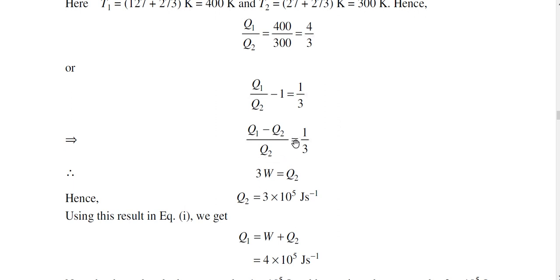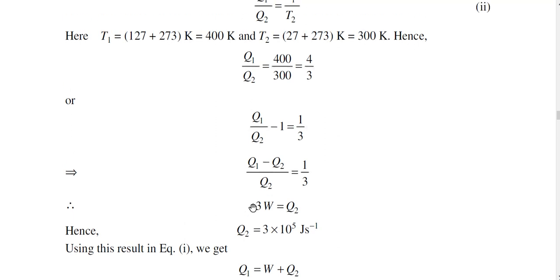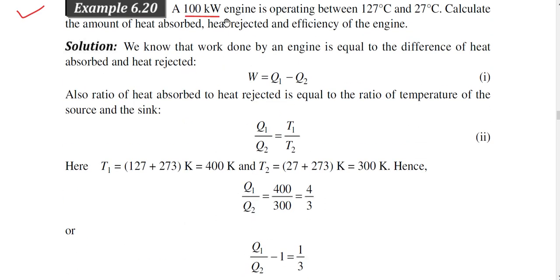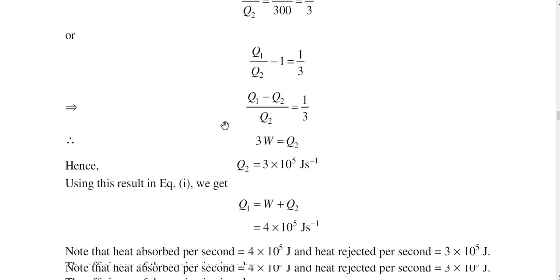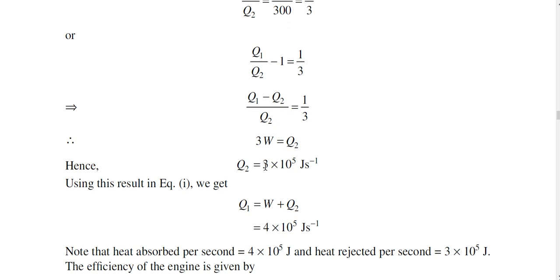So, from this equation, if we write Q1 minus Q2 is equal to W, then I can write 3W is equal to Q2. So, Q2 will be how much? Because you see W is given, actually this is 100 kilowatt. Kilowatt means 100 into 10 cube watt. So, that means 10 to the power 5 joule per second.